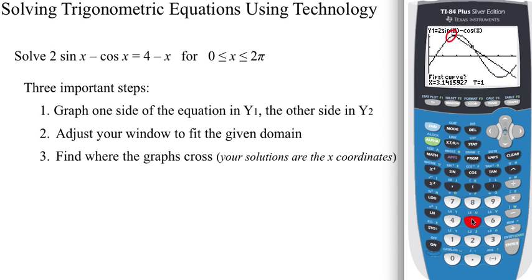Now, for the first part, I'm going to look at this first intersection point. So it's going to ask me for my first curve, second curve, and guess. Remember, first curve and second curve just means you need to tell the calculator which 2 lines you want to find the intersection of.